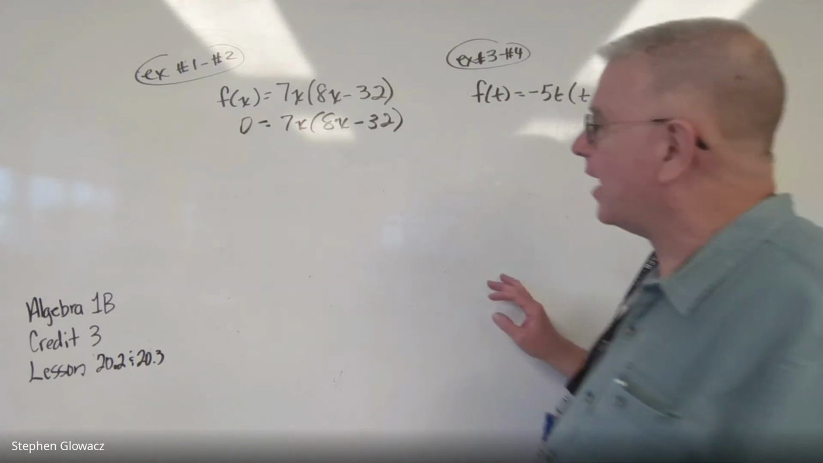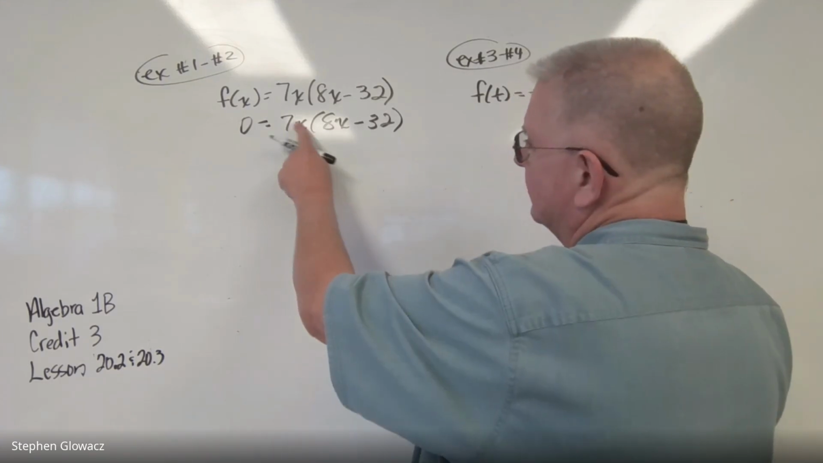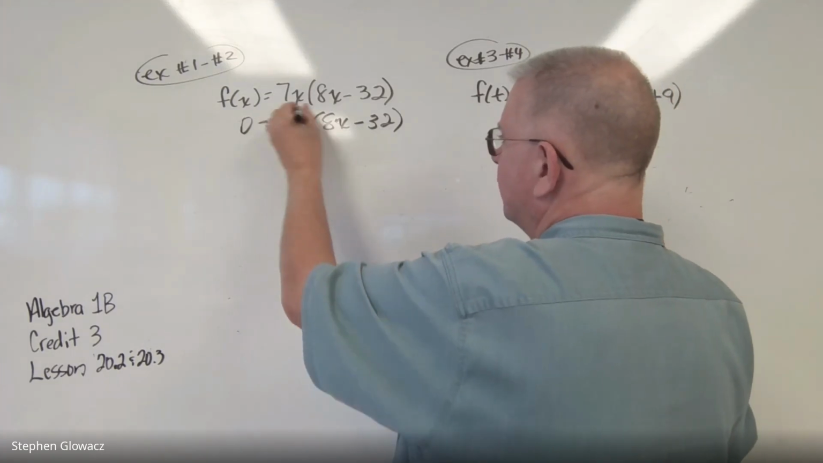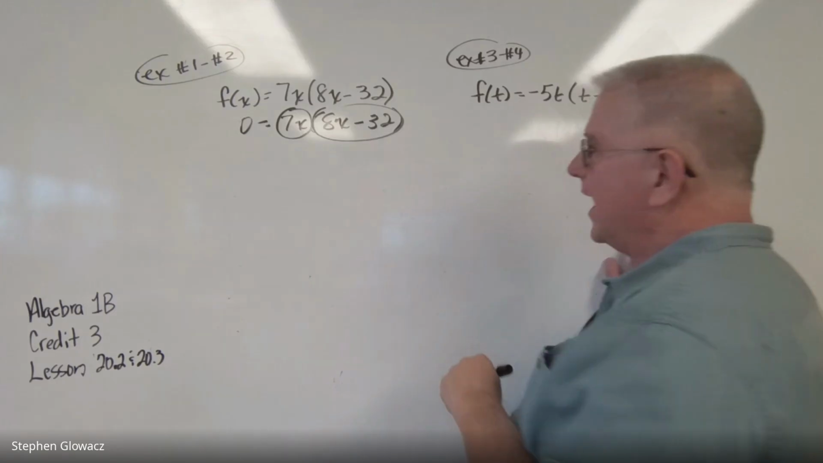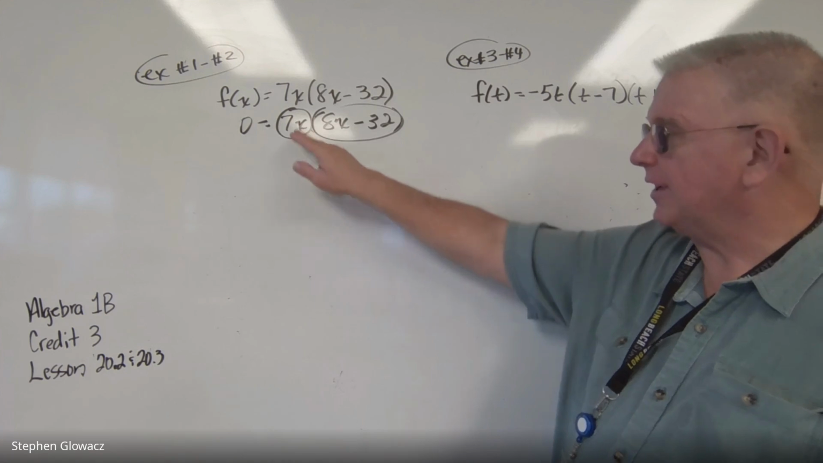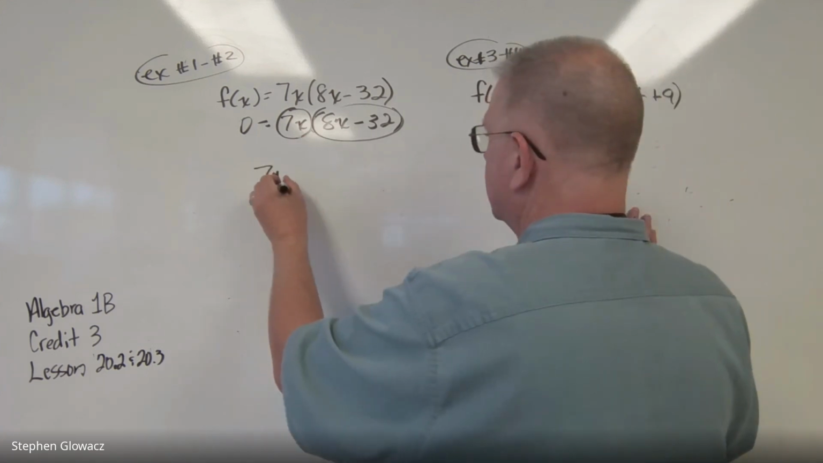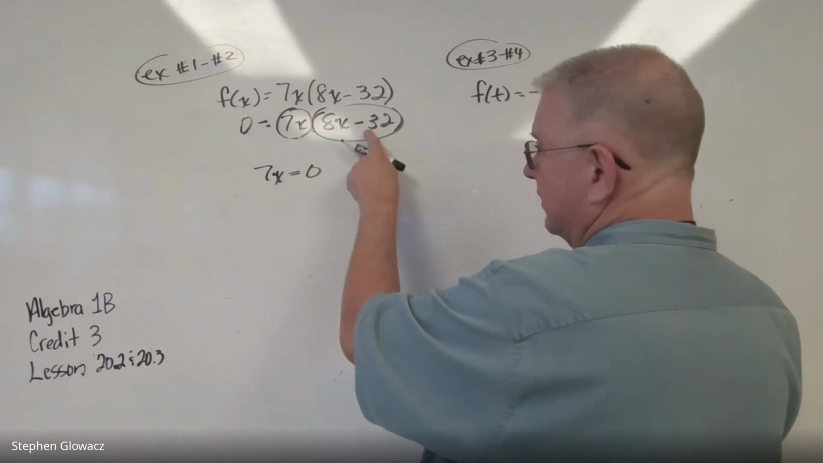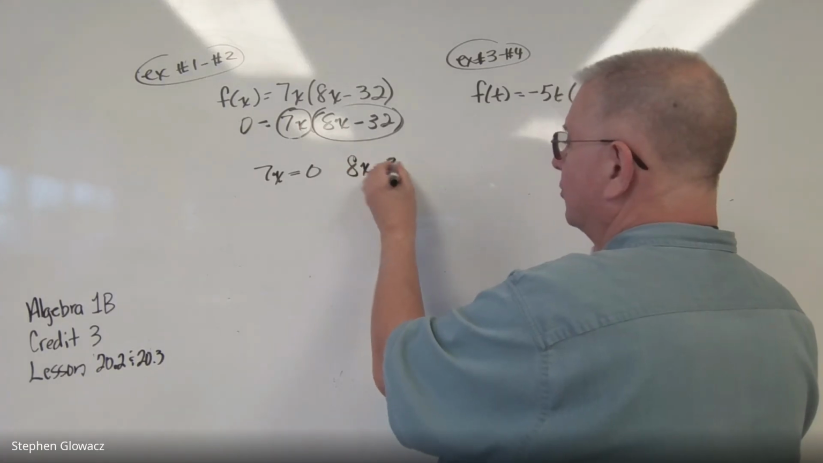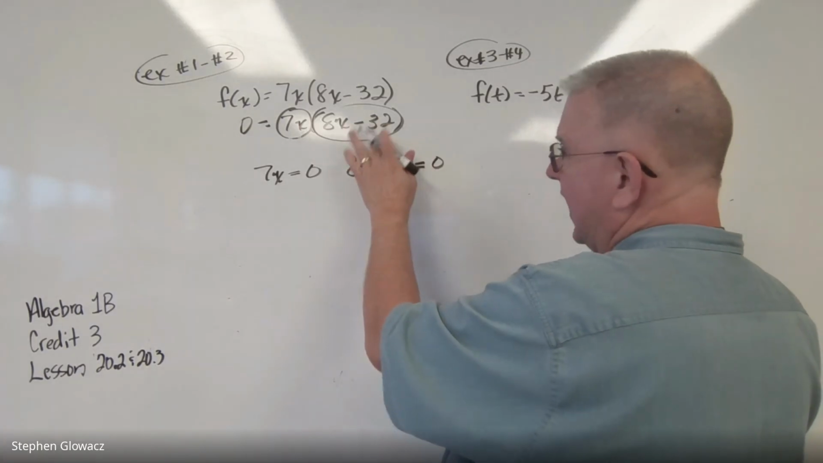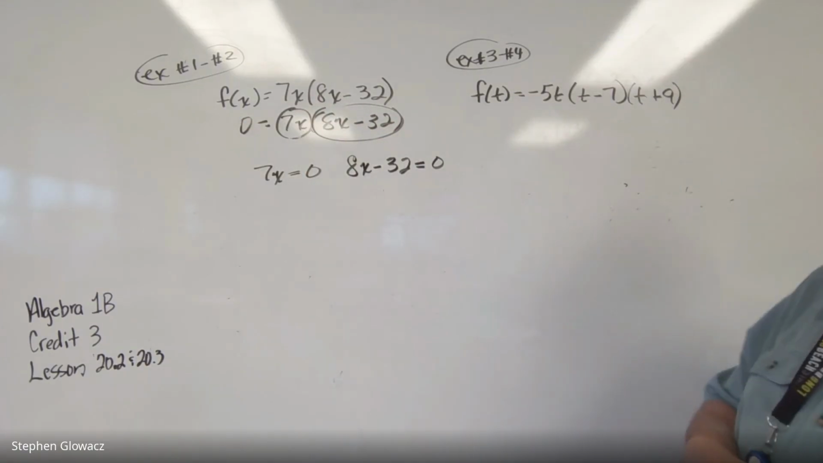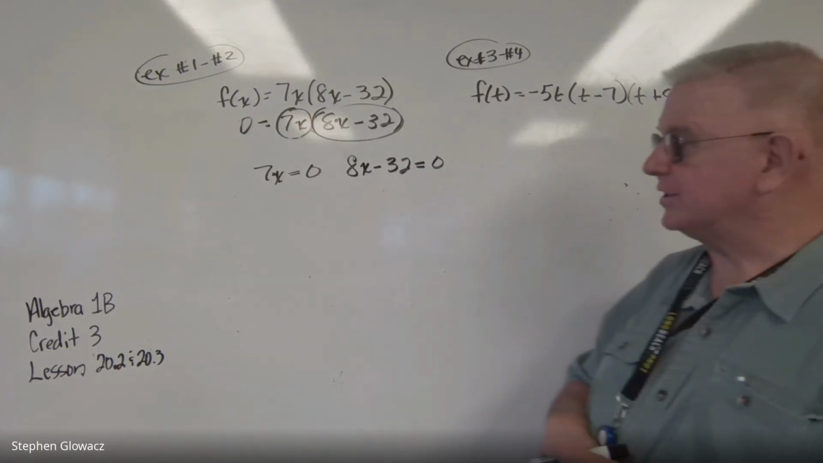So what we want to see here, even though we have 7 times x times (8x minus 32), is two separate factors, the 7x and then the 8x minus 32. So either one of these could be 0. Either the 7x could be 0, because if that's 0, 0 times whatever this is will be 0. Or the 8x minus 32 could be 0, because if that's 0, then 0 times whatever this is would be 0.